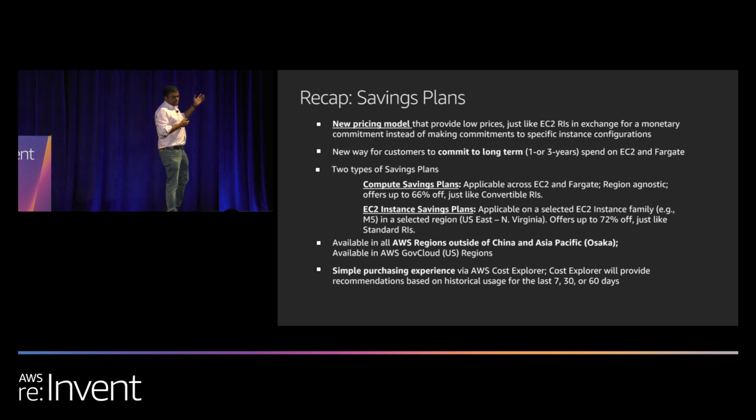EC2 instance savings plans offer you the lowest price when you make a commitment to a specific instance family in a region, and offer you flexibility across size, OS, or tenancy. As of today, savings plans are available in all AWS regions outside of China and the Asia-Pacific Osaka region. They're also available in the AWS GovCloud region. And there's a really simple purchasing experience for you to get started via AWS Cost Explorer.